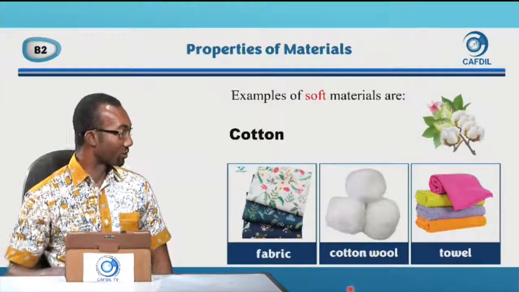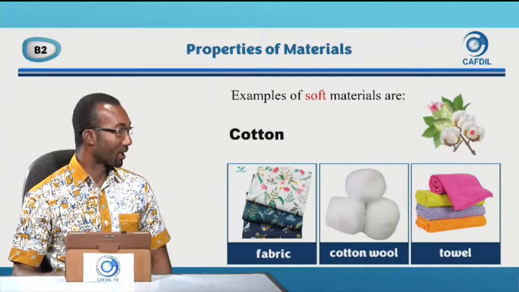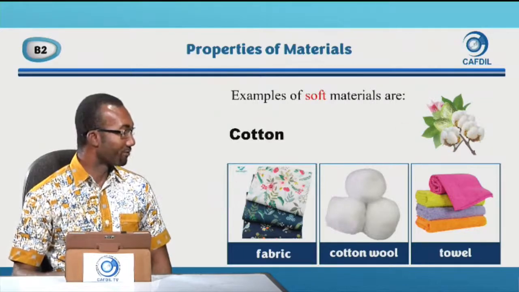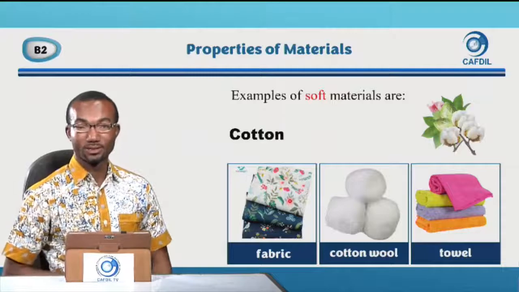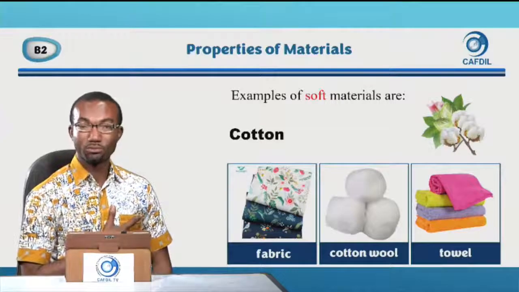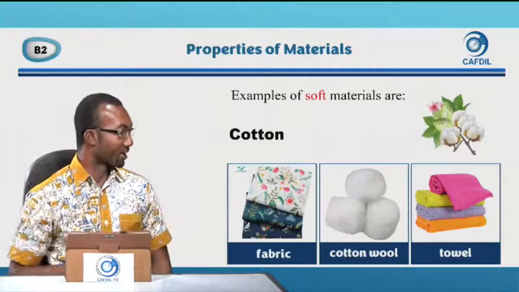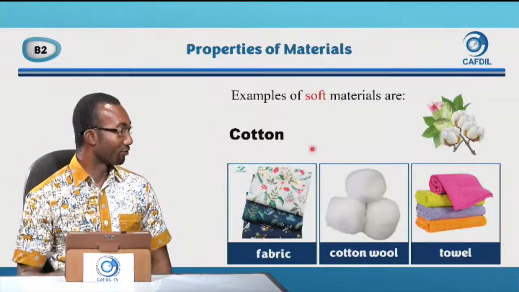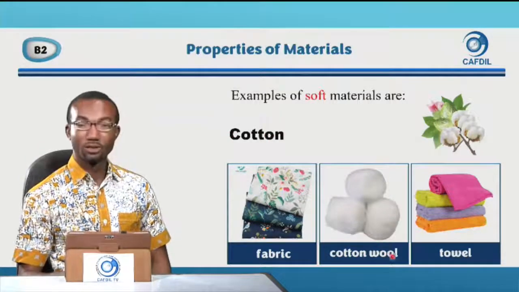An example is cotton. And we get cotton from the cotton plant. So we use it to make fabric, and we use this fabric to sew dresses. So your school uniform, your church wear, they are all made from fabric, and we get this fabric from a material called cotton. We also use the cotton as cotton wool.